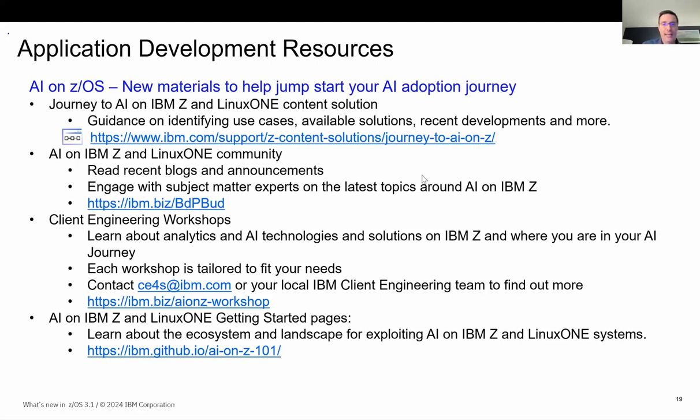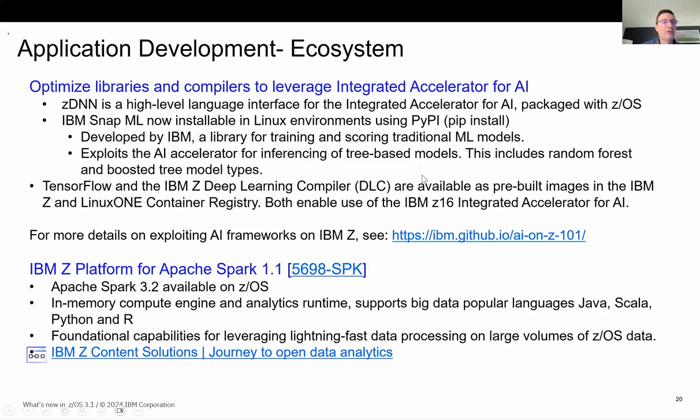All right, let's keep moving on. We talked about the new libraries that leverage the integrated accelerator for AI, for both machine learning and deep learning. I will just quickly go over some of the other things that Apache Spark has gotten a refresh. Apache Spark 3.2 is now available on zOS. For those of you who are not familiar with it, that's an in-memory compute engine that's been around for some time, and it has some additional capabilities in 3.2.